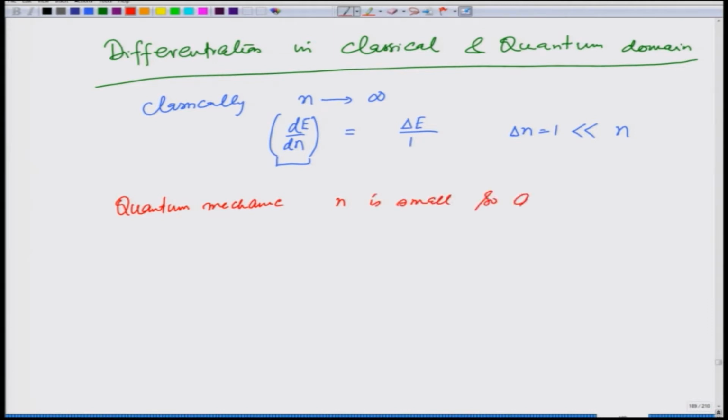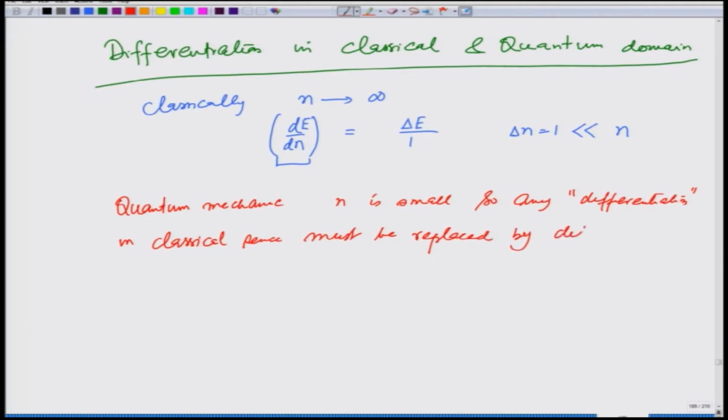So, any differentiation in the classical sense must be replaced by difference. That is how we distinguish between the two.